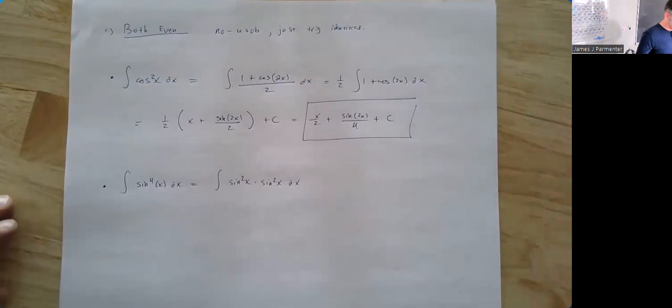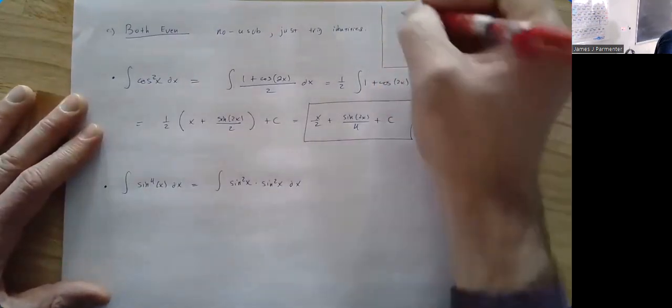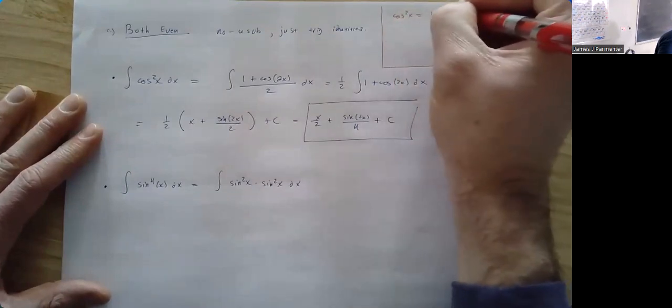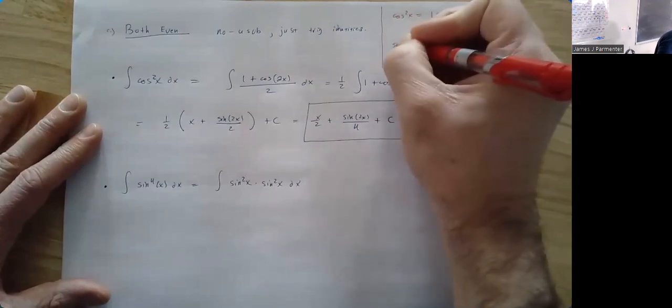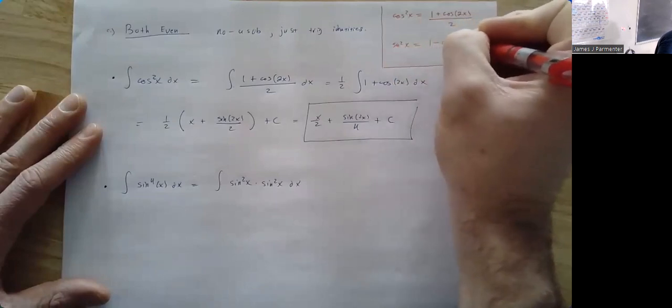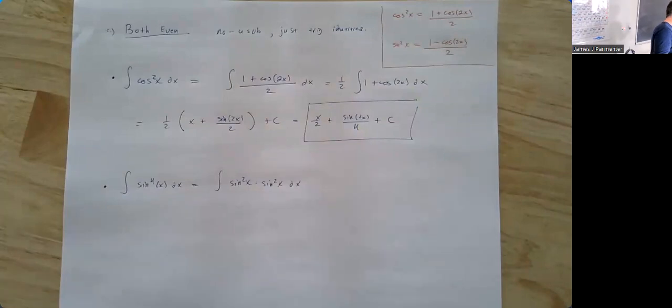Oh, which I suppose I didn't write down. Let me write them down just in case you don't remember them or haven't seen them. Cosine squared x is equal to 1 plus cosine of 2x all over 2. And sine squared x is equal to 1 minus cosine of 2x all over 2. If you add them together, you get 1. Right? If you add those together, the cosines cancel out and you get 1/2 plus 1/2, which is 1, which you should, because it's sine squared plus cosine squared.